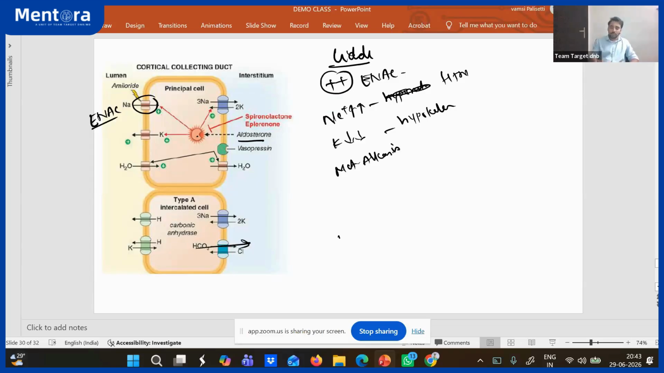Okay. So what is going to happen in Liddle syndrome? More and more ENaC channels are stimulated. Because ENaC channels are stimulated, more amount of sodium is absorbed, you will have hypertension. Potassium is getting excreted, hypokalemia, and you have metabolic alkalosis because bicarbonate also getting reclaimed from the intercalated cells. But because of hypertension, because of more and more sodium, your RAS is getting inhibited. So that's why your aldosterone is inhibited.